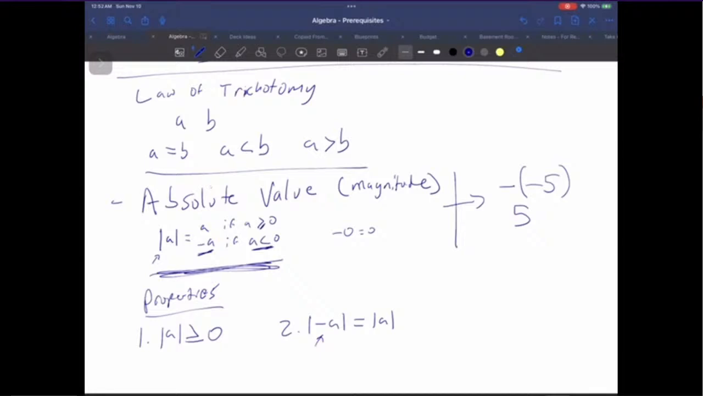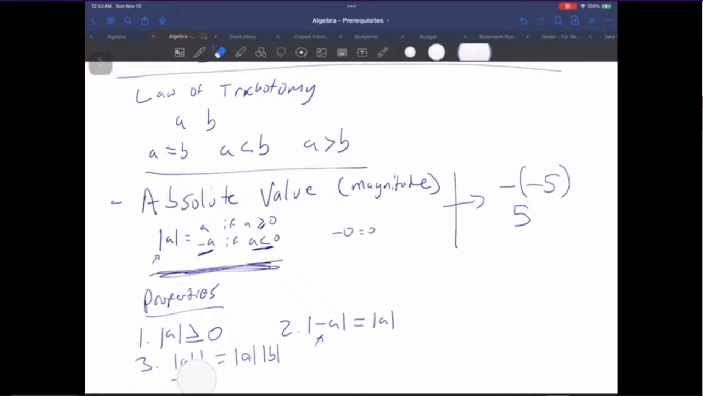They just disappear. 3. The absolute value of A times B is going to be equal to the absolute value of A times the absolute value of B. That's a consequence of number 2 there. If, let's say, you have negative 2 times negative 3, well, they're going to cancel out and make positive 6, so it's going to be positive.